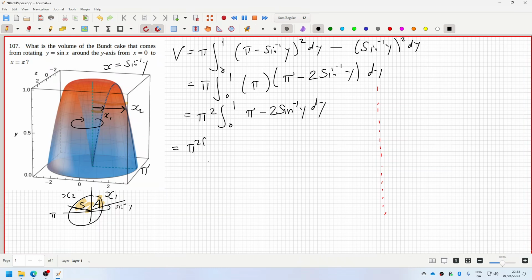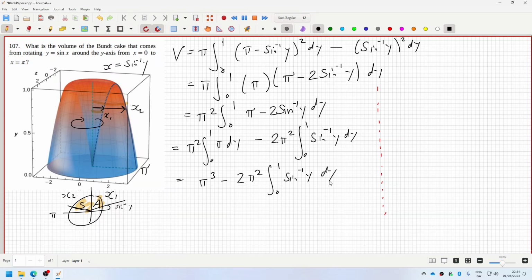So that's pi squared, 0 to 1, pi dy, minus 2 pi squared, 0 to 1, sine inverse y dy. So that would be pi y. So that would be pi cubed minus 2 pi squared, 0 to 1, sine inverse y dy.